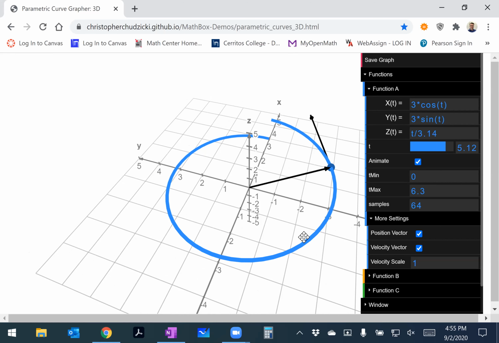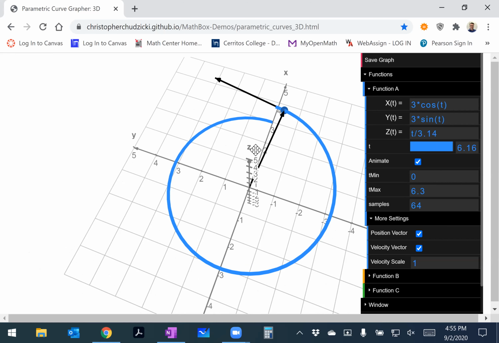So the position vector is r of t. The velocity vector is r prime of t. And if that was a unit length, then that would just be the unit tangent vector. Does this make sense? I mean, the picture is worth 1,000 words. Hopefully this makes sense.